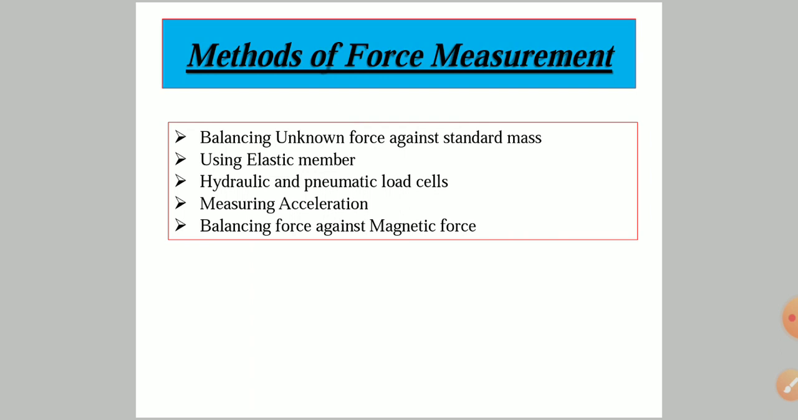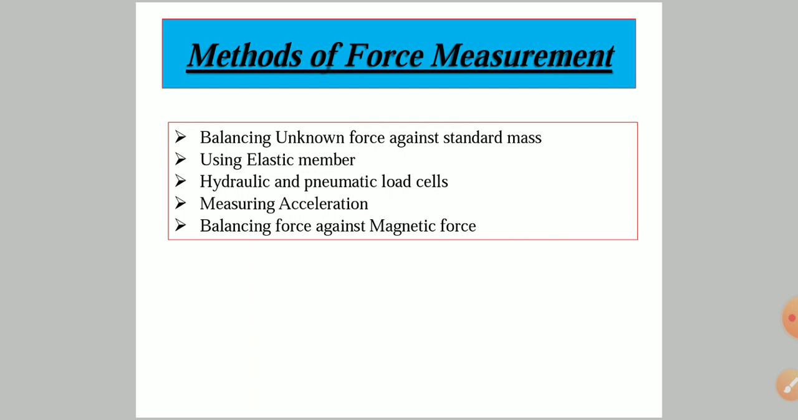The second type is the elastic member, in which we apply the unknown force to an elastic member such as a spring, beam, cantilever beam, or ring. These are the various elastic members, and we measure the resulting deflection on a calibrated scale, or the deflection may be measured by using a secondary transducer. Examples are spring scale, cantilever beam, proving ring, strain gauge, and load gauge.